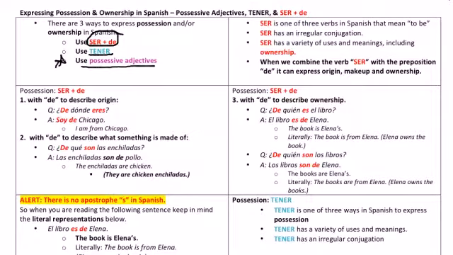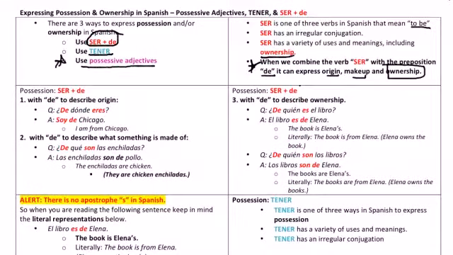To begin, we have ser de. Ser is one of three verbs in Spanish that means to be, and it has an irregular conjugation, and it has a variety of uses and meanings, including to express ownership. When we combine the verb ser with the preposition de, it can express origin, makeup, and for this lesson, ownership.